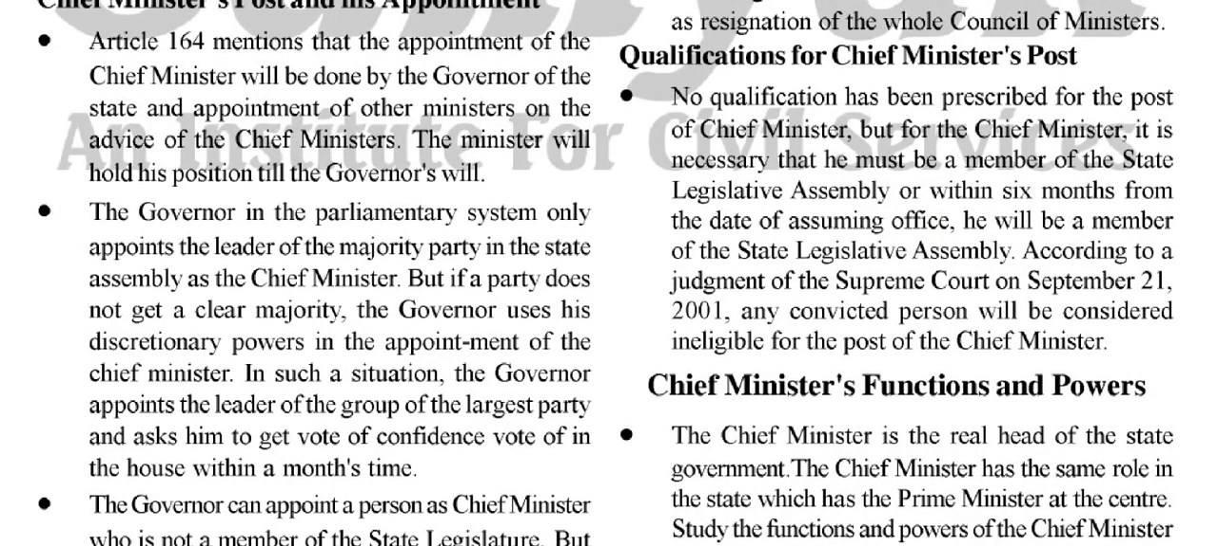No qualification has been prescribed for the post of Chief Minister, but it is necessary that he must be a member of the State Legislative Assembly, or within 6 months from the date of assuming office, he must become a member of the State Legislative Assembly. According to the judgment of the Supreme Court on September 21, 2001, any convicted person will be considered ineligible for the post of Chief Minister.